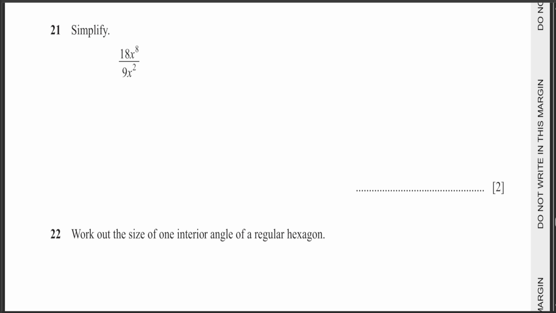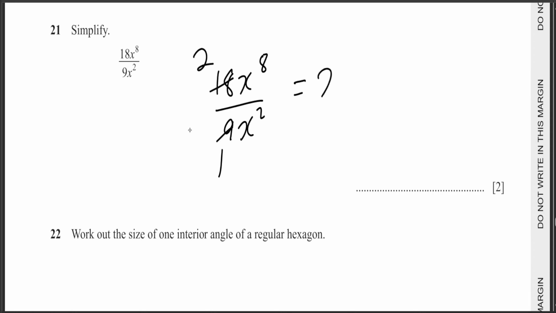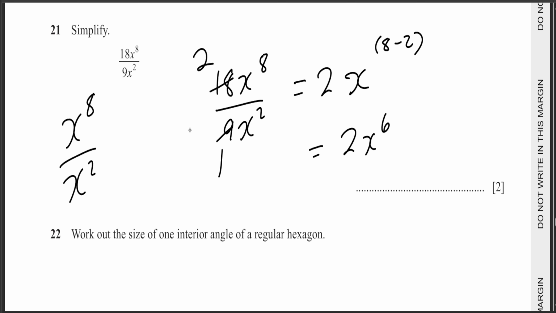Question 21. We have 18 x to the power of 8 divided by 9 x to the power of 2. So 9 goes into 18 2 times. And we said if you have the same base, especially x to the power 8 divided by x squared, you subtract the powers, and therefore you take 8 minus 2 to give you 2x to the power of 6.